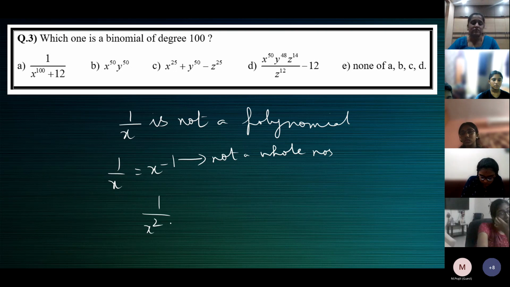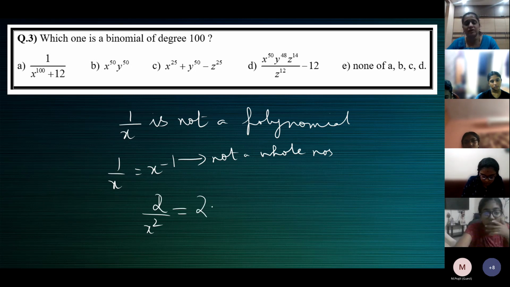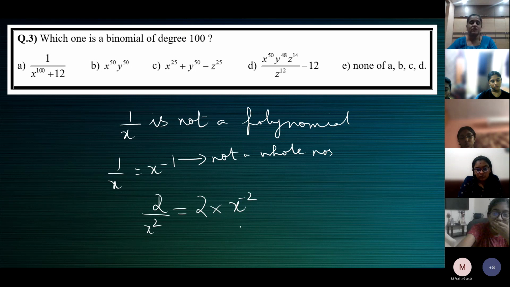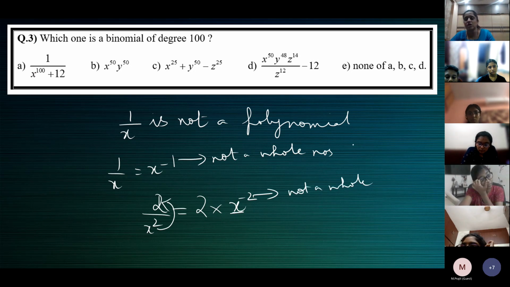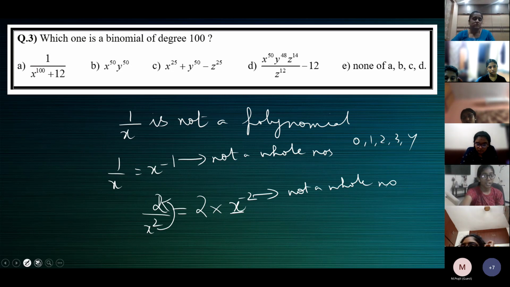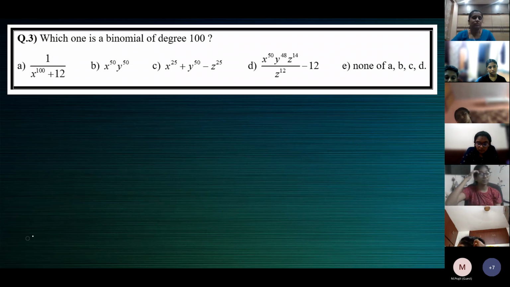Similarly, 1 by x squared is an algebraic expression. It's not a polynomial. If it was 2 by x squared, it's 2 into x to the power minus 2. When you take this up to the numerator, it becomes x to the power minus 2. The power of the variable x is not a whole number. It's not 0, 1, 2, 3, or 4. It's minus 2. So it's not a polynomial.